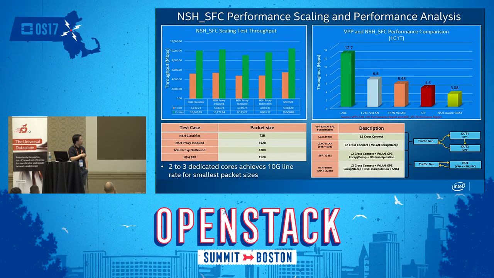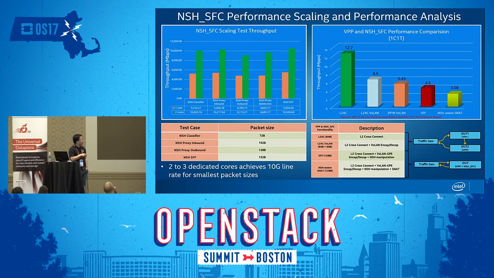So you may ask why we don't use 64 or 72 byte packets for proxy or service function forwarder. The main reason is that the NSH and the VXLAN GPE tunneling headers add additional headers before NSH, so the packet size increased.